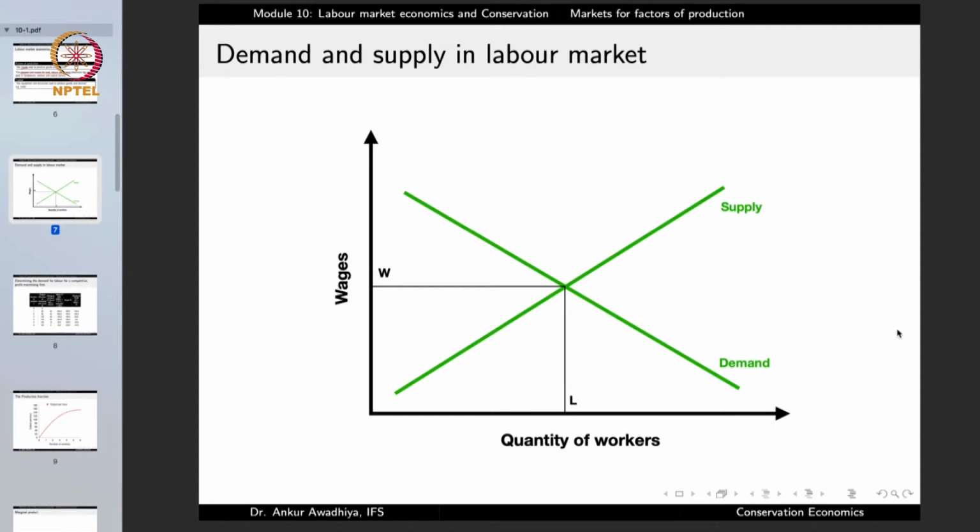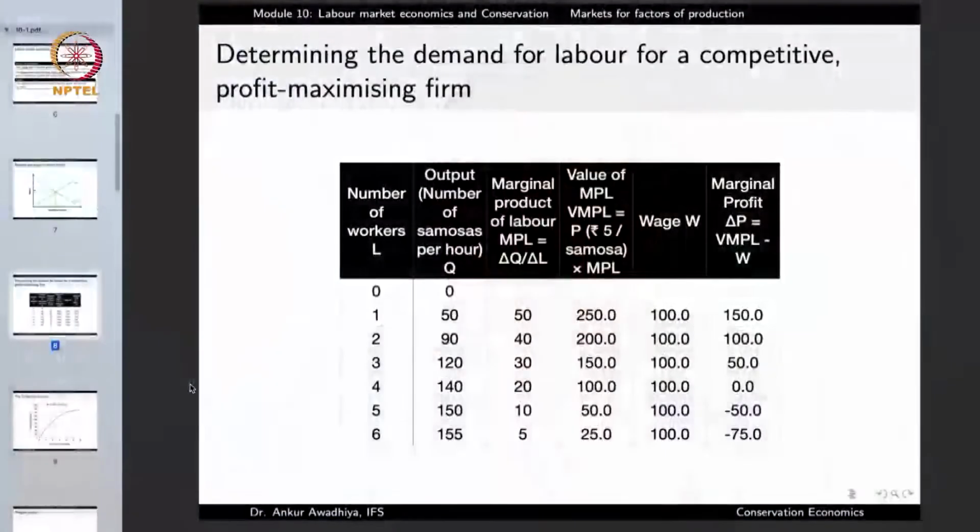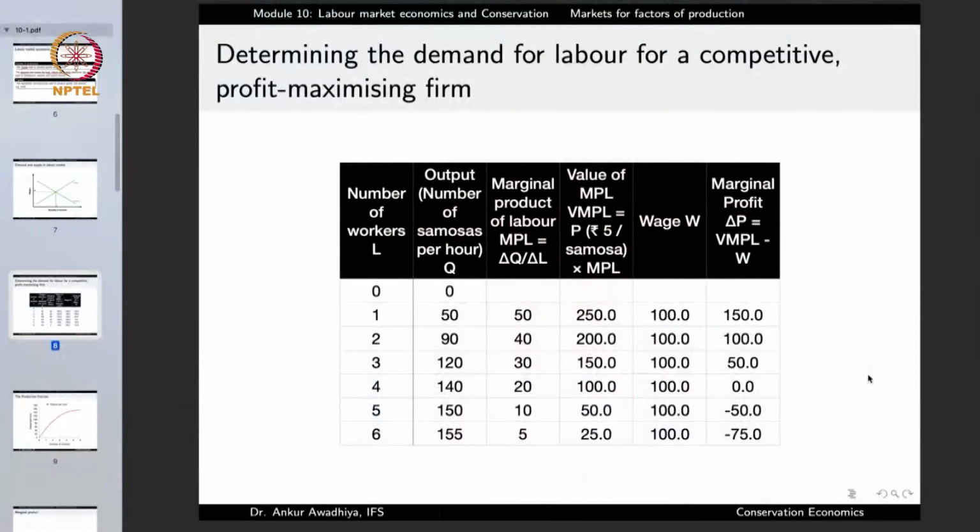To understand how demand and supply are regulated in the labor market, let us take the example of a firm that is a labor intensive firm, such as a firm that is making samosas. Now, for our study, we'll take the firm to be a competitive, profit maximizing firm. Now, when we say that the firm is competitive, it means that it is a price taker. So it does not have a huge amount of market power, and the price that has been determined by the market for the product that it is making, that is the samosa, is fixed. So let us say that one samosa can be sold for 5 rupees in the market.